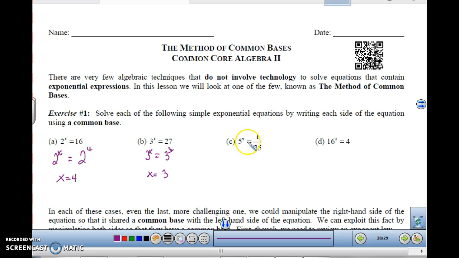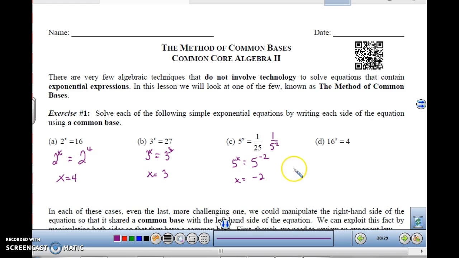All right, 5 to the x equals 1 over 25. Now, how do we write 1 over 25 as a base of 5? Well, we know 1 over 25 is 1 over 5 squared. But if we want it to be in the numerator, how would we write 5 squared? Well, if I want to move it up here, do its reciprocal, it would have to be 5 to the negative 2, because that's equal to 1 over 25. So that means that x would equal negative 2.